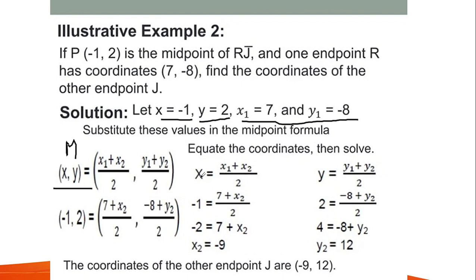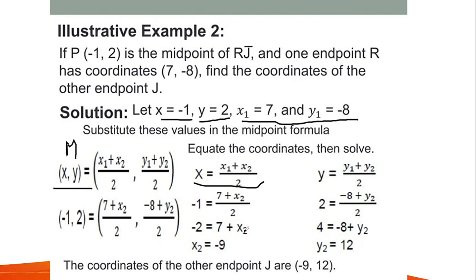So again, we have x is equal to x sub 1 plus x sub 2 over 2. And our midpoint x-coordinate is negative 1. So our x sub 1 is 7 plus x sub 2, divided by 2. We cancel the 2, so we will multiply both sides by 2. Negative 1 times 2, that's negative 2, is equal to 7 plus x sub 2.